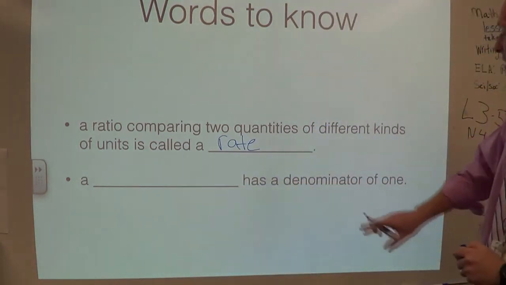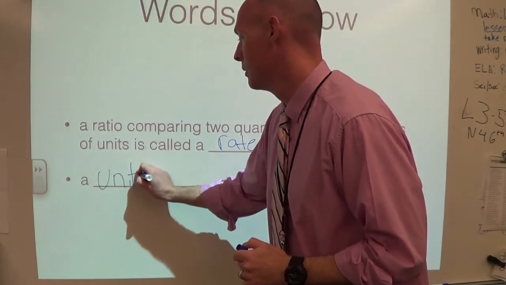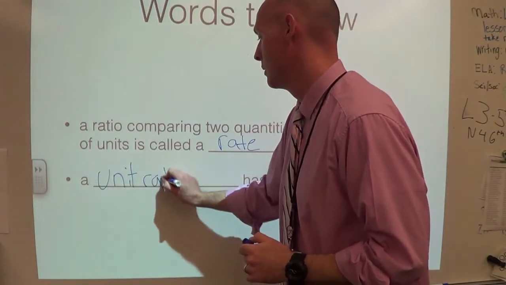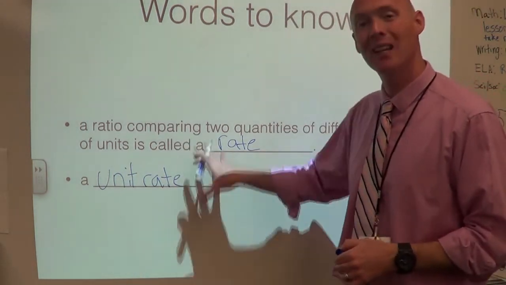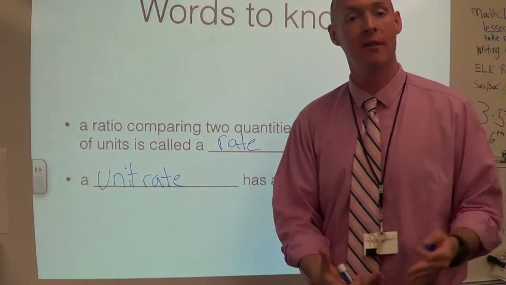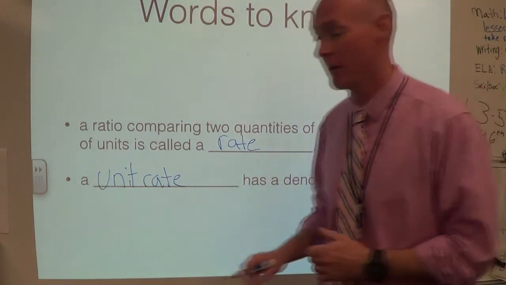A unit rate has a denominator of 1. Again, these will look a little foreign right now, but once we get into solving some problems and use the terminology, it'll make better sense to us. So let's get started.